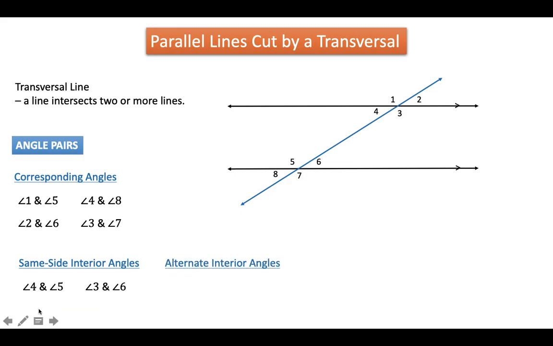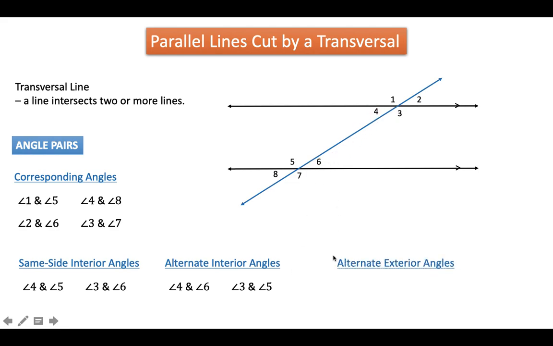The other angle pairs are what we call the alternate interior angles. One of them is angle 4 and angle 6, this one right here. Notice that they are located alternately on the left and right side of this transversal line, and they are both inside the parallel lines. That's why it's called interior. And the other alternate interior angles are angle 3 and angle 5. And these alternate interior angles are said to be congruent. It means they have the same angle measure.